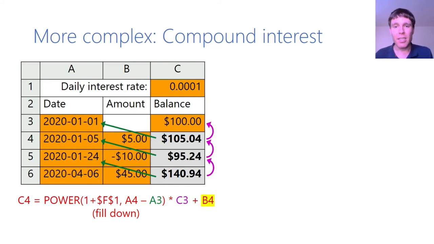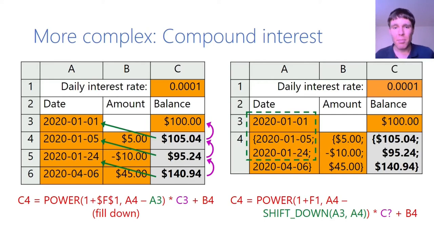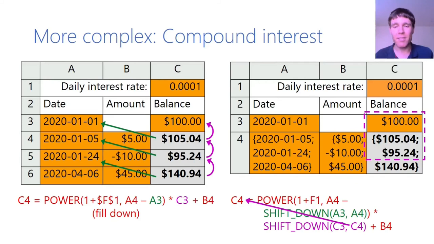To line up the previous dates with the current dates, we need to shift the array in A4 down one element and add A3 at the top. Let's assume that a spreadsheet tool designed for array programming will have a shift down function to do that. But for the reference to the previous balance, if we tried to do the same thing, we'd end up with the whole array in C4 depending on itself, which won't work.